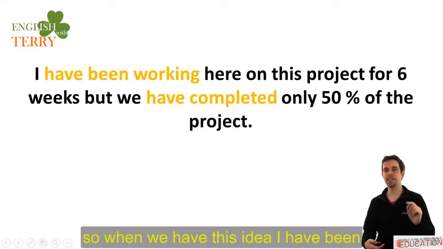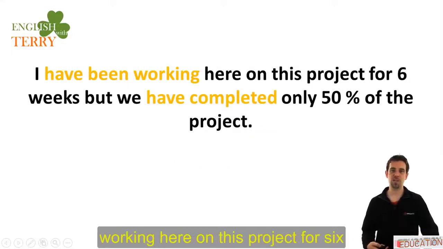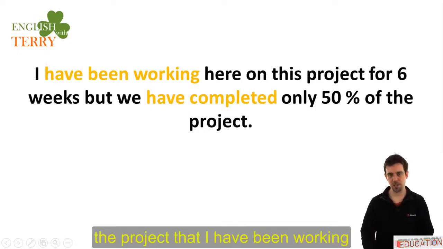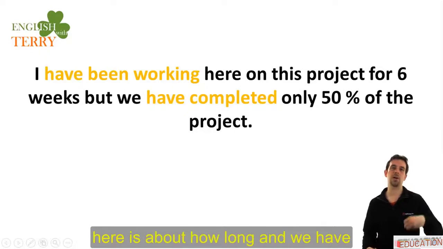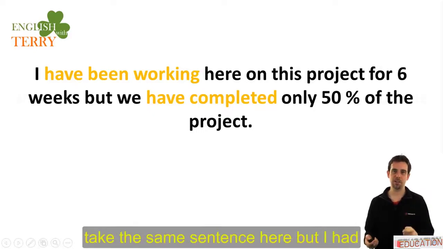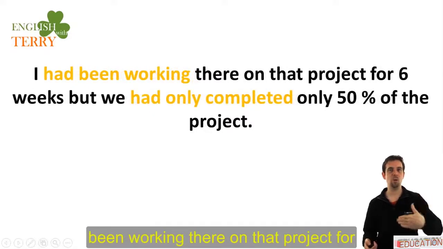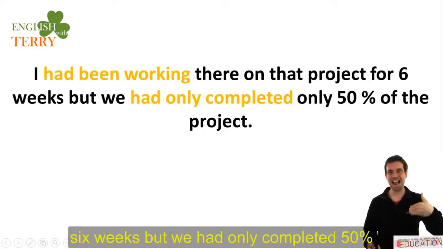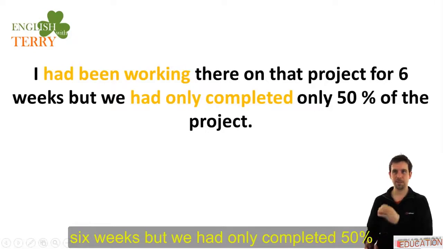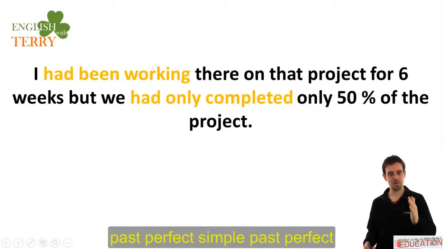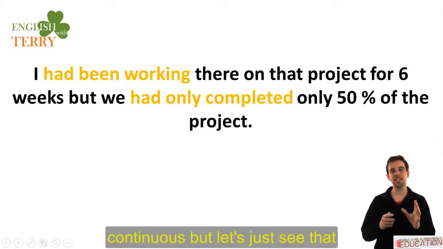So when we have this idea, I have been working here on this project for 6 weeks, but we have completed only 50% of the project. That I have been working here is about how long, and we have completed is what is the result. If we take the same sentence here, I had been working there on that project for 6 weeks, but we had only completed 50% of the project. Okay, so now it's in the past perfect simple, past perfect continuous, but let's just see that difference in meaning.